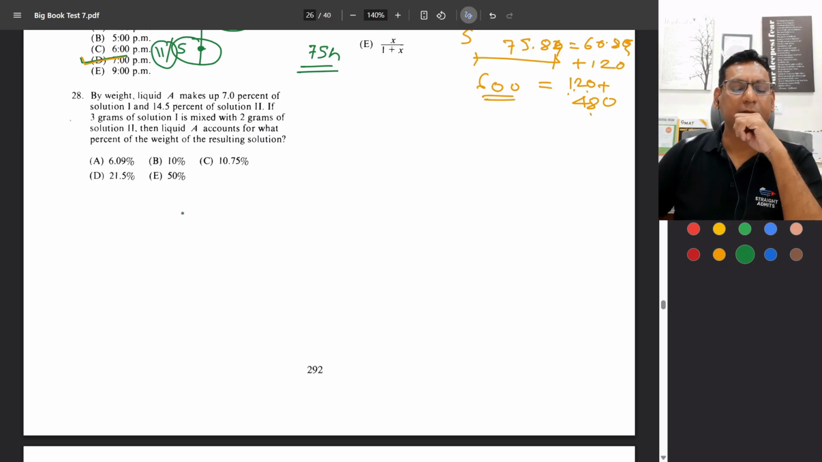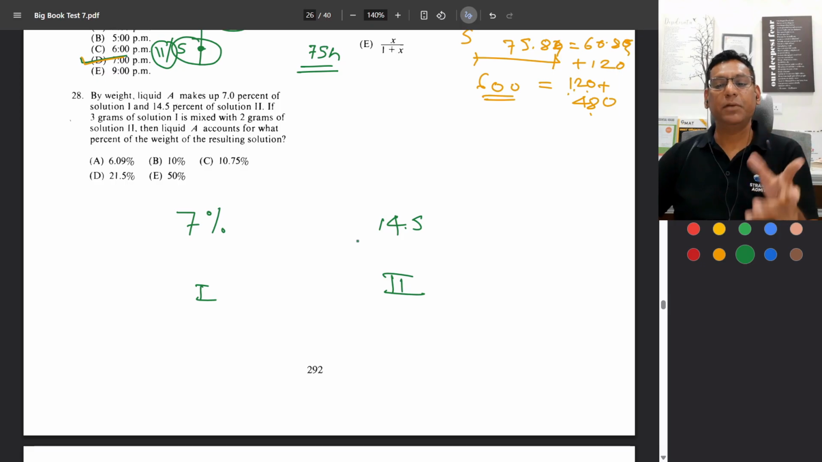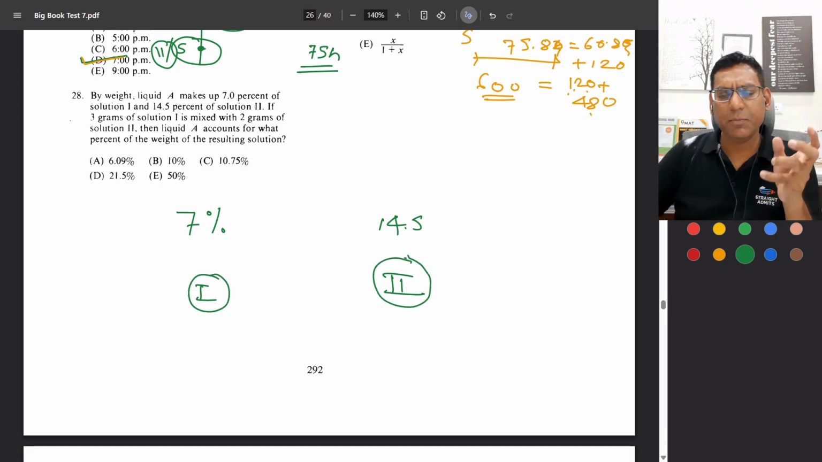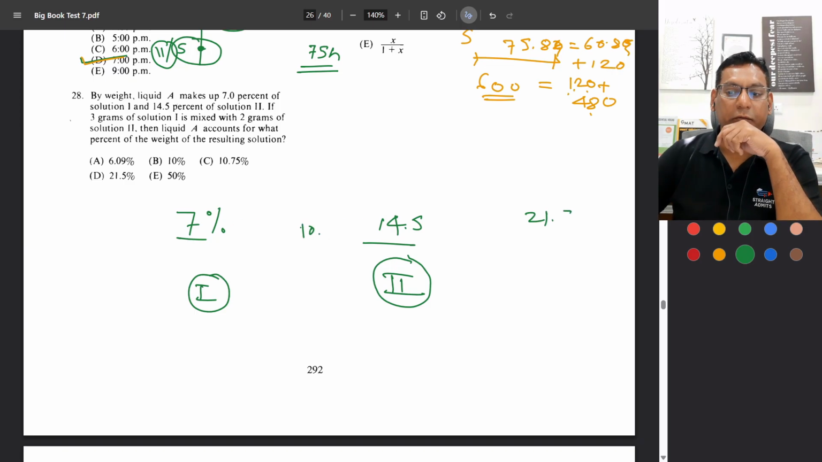The other way is, so we have 7% in solution 1, and we have 14.5% in solution 2. Let's say if I mix both of them in the same ratio, taking a certain quantity of this and the same quantity of this, then the concentration of A is obviously going to be the midpoint of these two, which is something like 10 point something. So this is 21.5 divided by 2.